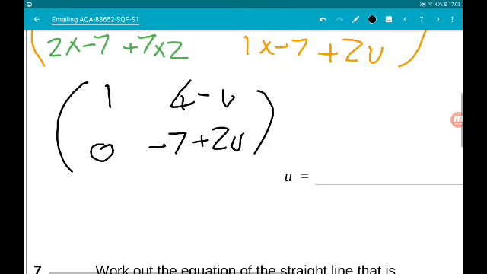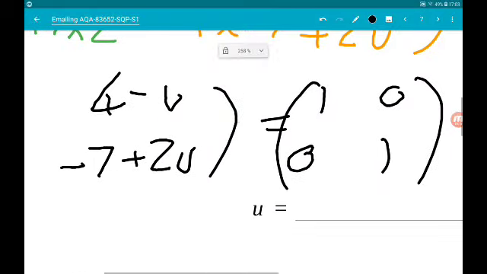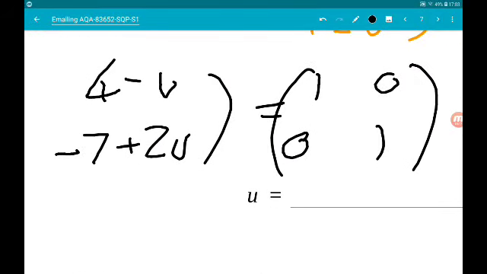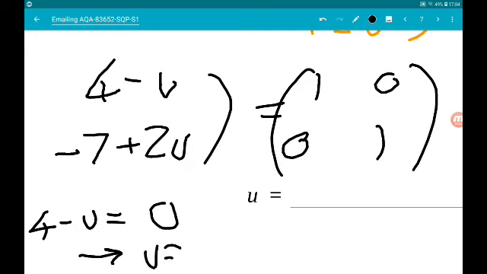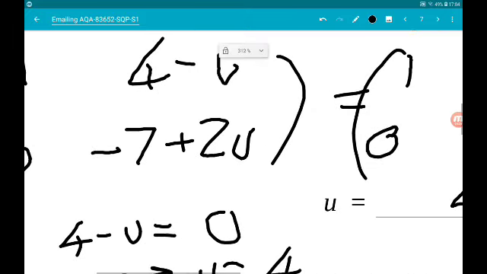Now we know that is equal to 1, 0, 0, 1. So we could say that 4 minus U is equal to 0. Therefore, U is equal to 4. Now we can also check that. Is that going to give us the 1 that we need on the bottom right? Minus 7 add 2 times 4 is minus 7 add 8, which is 1. Job done.